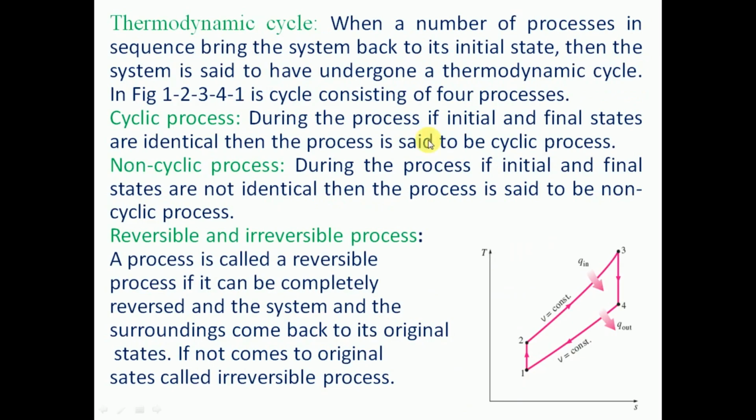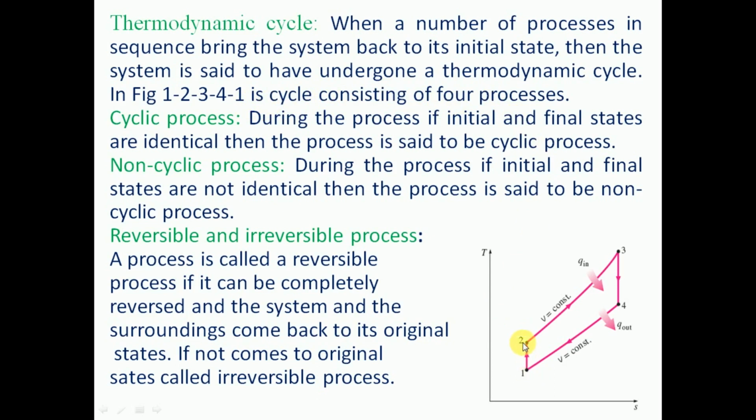Next comes the thermodynamic cycle. When a number of processes in sequence bring the system back to its initial state, the system is said to have undergone a thermodynamic cycle. In the figure, 1-2-3-4-1 is a cycle consisting of 4 processes, shown here on the TS diagram.